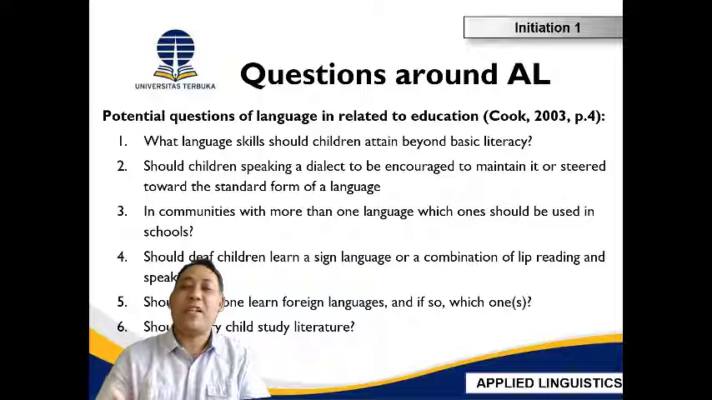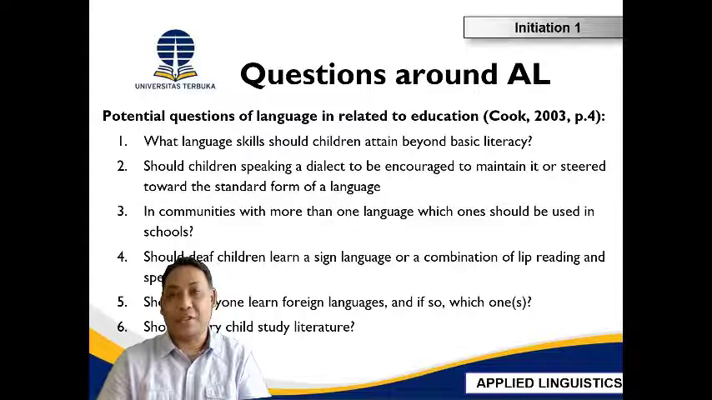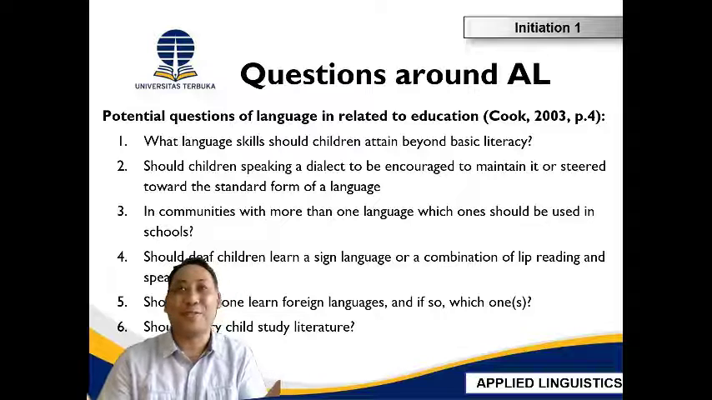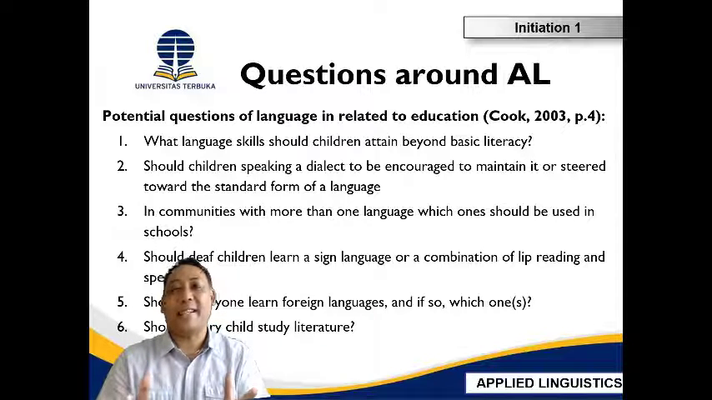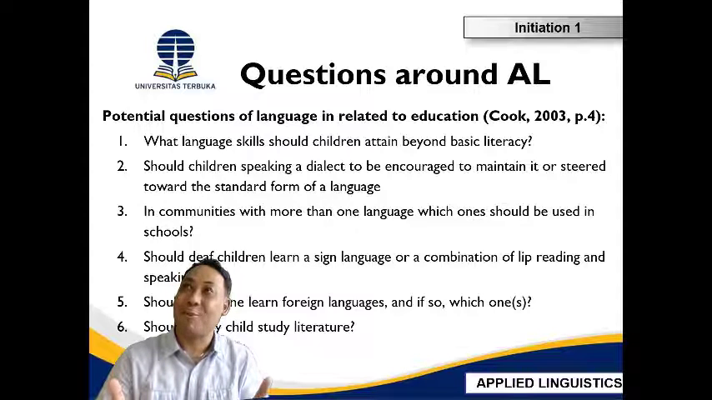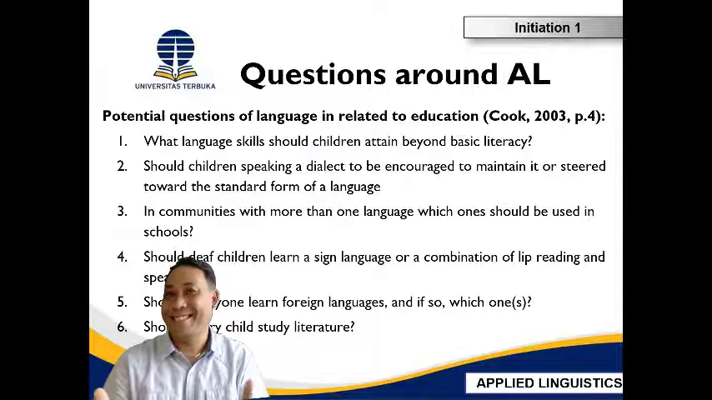And should everyone learn foreign languages? If so, which foreign language? And should every child study literature? What is literature? It's really interesting.